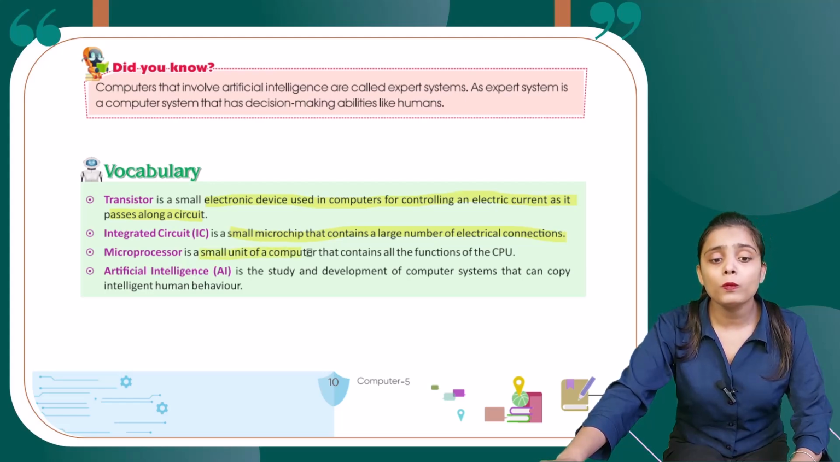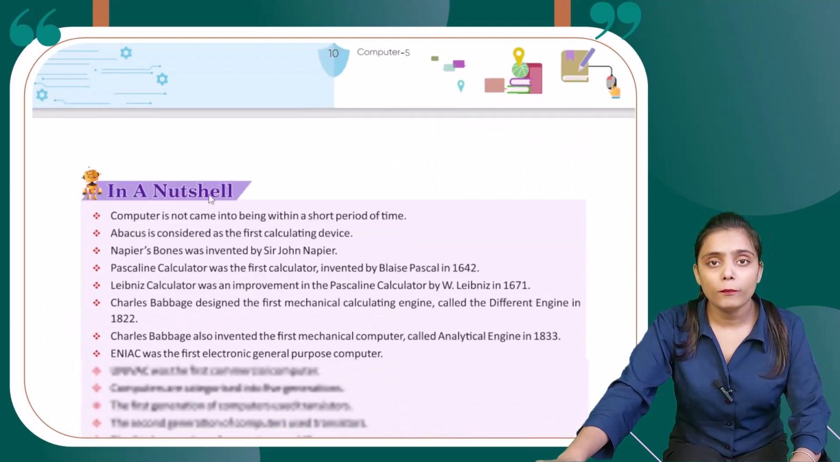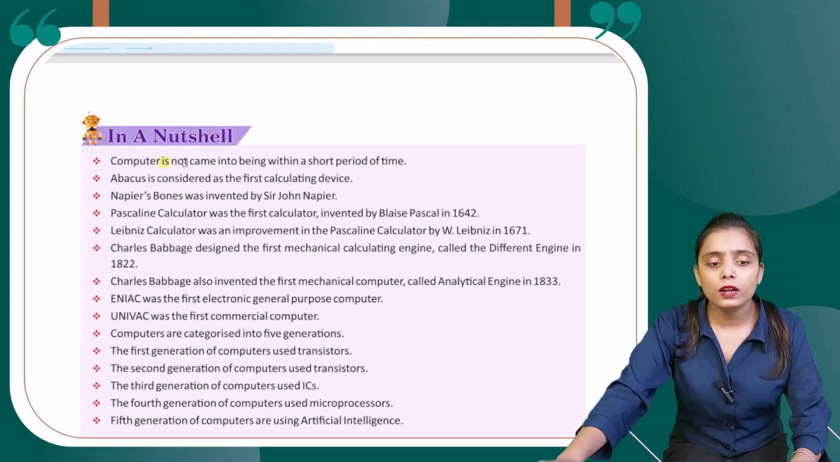Microprocessor is a small unit of computer that contains all the functions of the CPU. Okay. AI, that is artificial intelligence, is the study and development of computer systems that can copy intelligent human behavior. Okay. Now let's see in a nutshell.